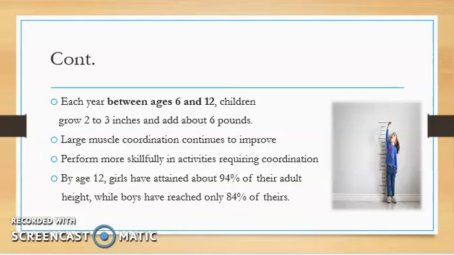In this period between ages 6 and 12, large muscle coordination continues to improve, and children perform more skillfully in activities requiring coordination. By age 12, girls have attained about 94% of their adult height, while boys have reached only 84% of theirs.